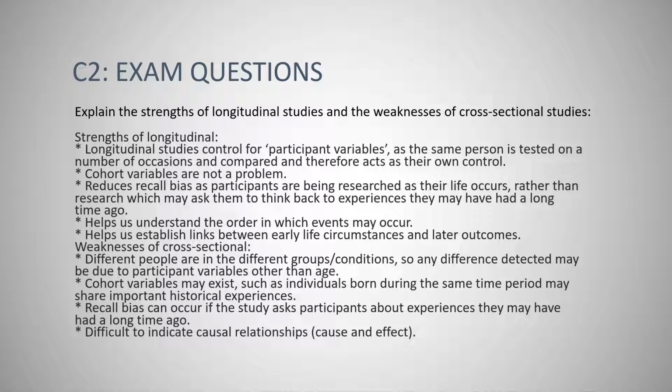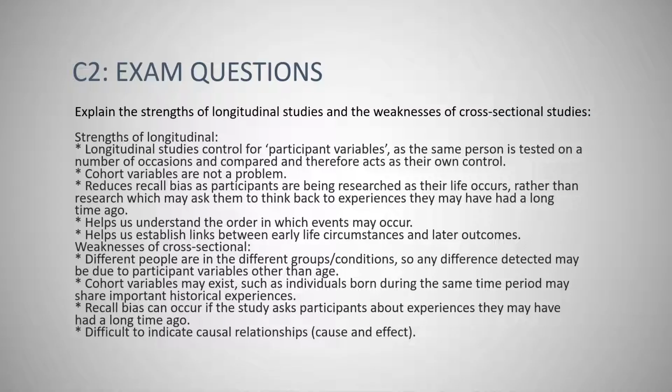So longitudinal studies control for participant variables, as the same person is tested on a number of occasions and compared, and therefore acts as their own control. Cohort variables are not a problem. This reduces recall bias, as participants are being researched as their life occurs, rather than research which may ask them to think back to experiences that they may have had a long time ago. This helps us to understand the order in which events may occur, so life events. This helps us to establish links between early life circumstances and later outcomes.